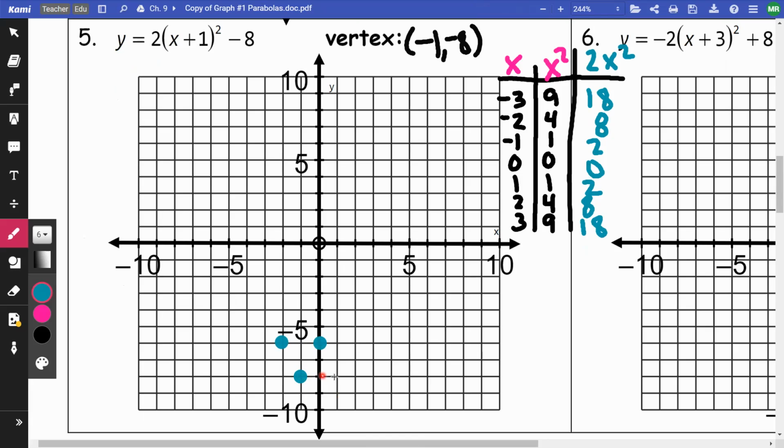If I go out 2, 2 squared is 4, double 4, I get 8. If I go out 1, 2, 3, 3 squared is 9, double 9, I get 18. And that's going to actually be here at the tippy top if I go 18 above. And then I'm going to connect. And that would be my parabola.